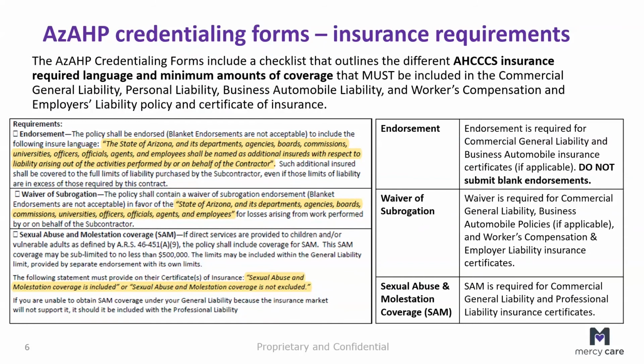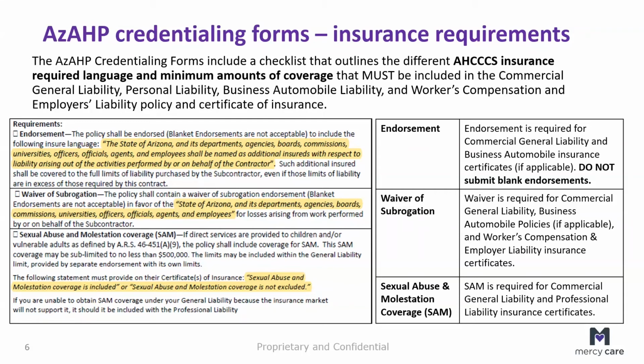Next section that is required is the waiver of subrogation language. Waiver is required for commercial general liability, business automobile policies, and workers' compensation and employer liability insurance certificates. The language that must be included is: the state of Arizona and its departments, agencies, boards, commissions, universities, officers, officials, agents, and employees for losses arising from work performed by or on behalf of the subcontractor.